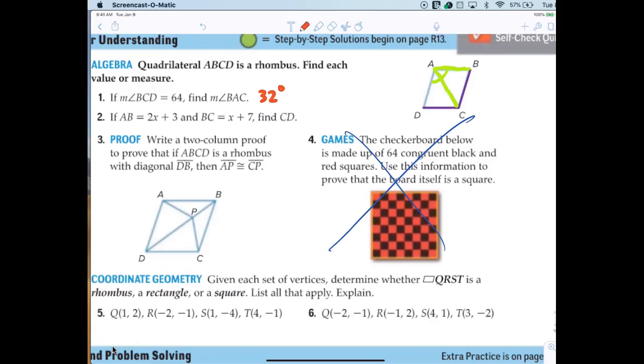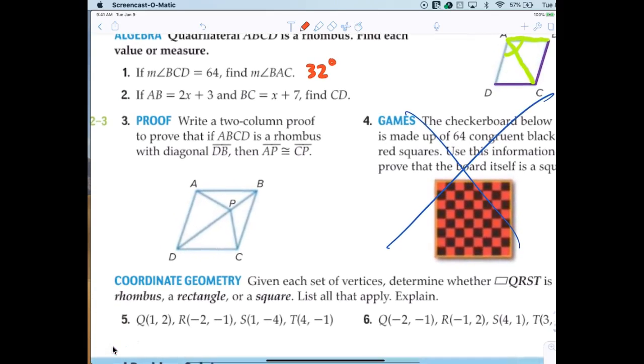Now it says if AB is 2x plus 3 and BC is x plus 7, what is x, somebody? What does x equal? Come on, that's mental math. Come on, guys. You guys will wake up. Help me out now. I'm not going to stand up here and do all the problems. I can just stop and you guys can do the work, or you can participate. So x equals what? 4. So if x is 4, what's the value of CD?